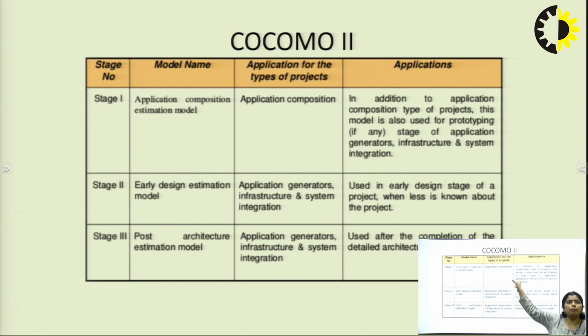So, you use the application composition estimation model, or you can say you are going to develop a simple prototype model, then we use the application composition estimation model. In the second phase, early design estimation, little is known about the project, so we calculate with brainstorming and interview sessions. Then the third stage, post architecture estimation, is where the software project is implemented in the COCOMO 2 model, after the completion of the detailed architecture of the project.